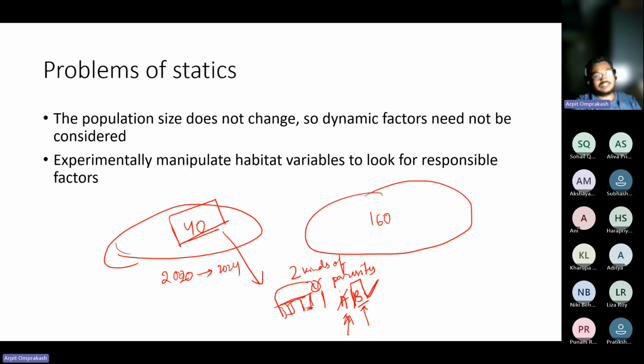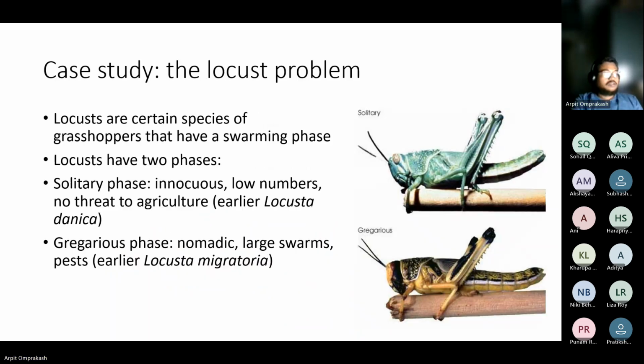Right. So these are the kinds of studies and the kinds of things that we can look at for static populations. We can manipulate the habitat variables, look at resources, predators, and parasites, and see how they are affecting the population, to see why it is staying there. Why is it constant?